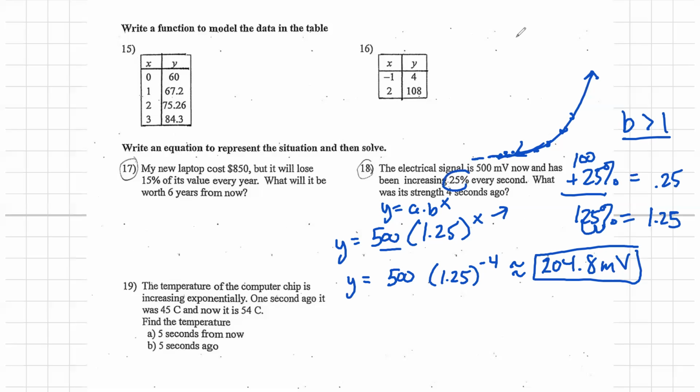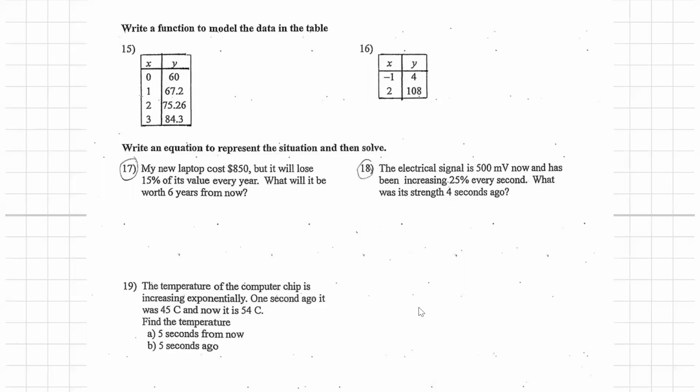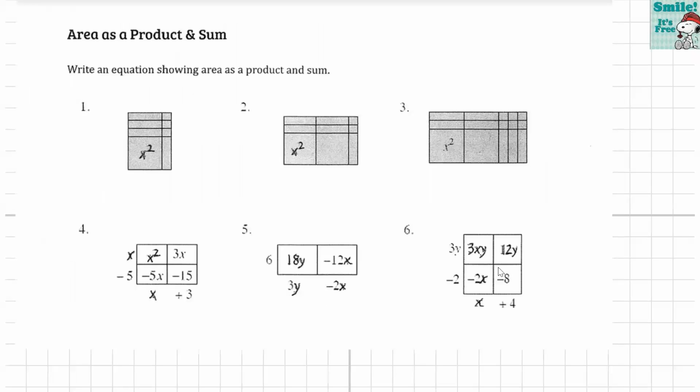Okay. I need to clear this out. The other worksheet, I haven't given it to you yet, so I need to give it to you. It looks like this. All right, so on this worksheet it says write an equation showing area as a product and a sum. If this is x squared, what are my length and my width for this? If this is a square, this would have to be x times x, right? So you want to fill that in.